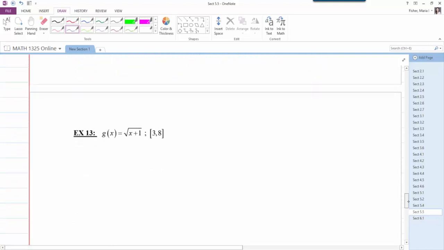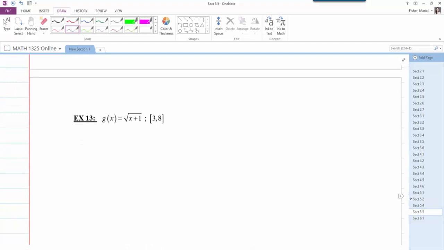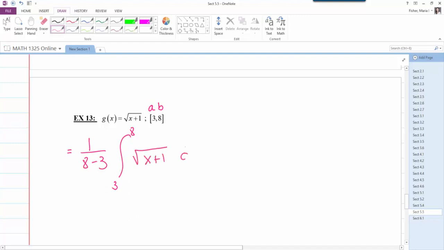Let's look at number 13. Number 13 is more of the same. It wants you to find the average value of the function g of x equal to the square root of x plus 1 over the interval from 3 to 8. So in this case, my a is equal to 3 and my b is equal to 8. So the average value of my function is going to equal 1 over b minus a times the integral from a to b of f of x, or g of x in this case, dx.